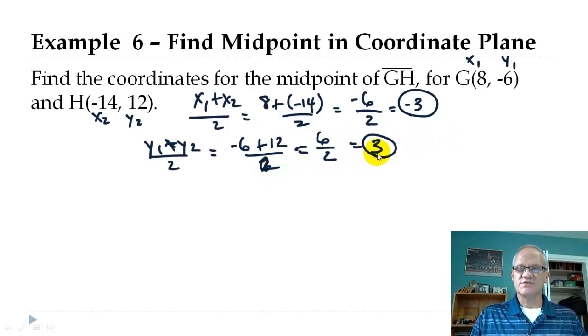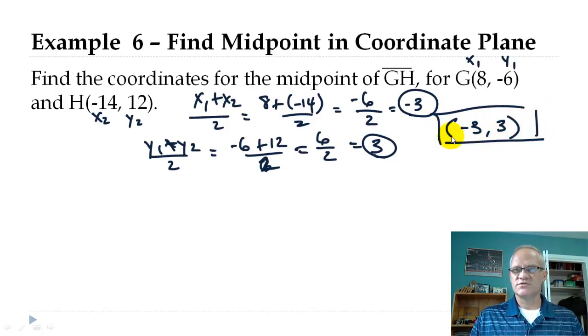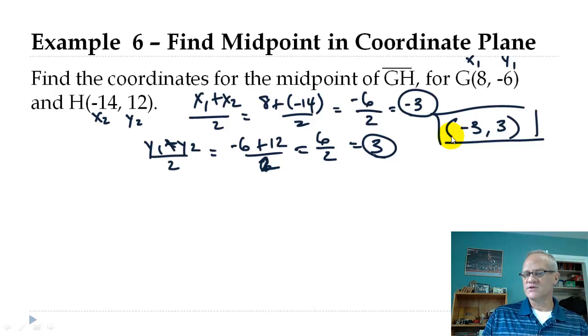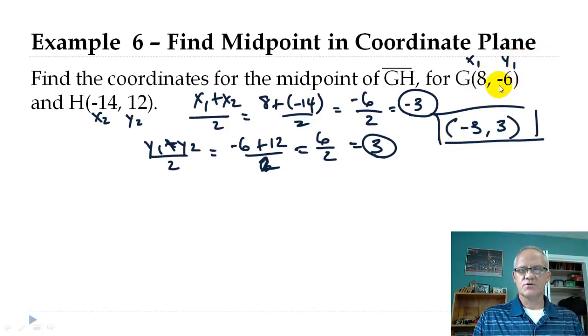So in the end, when we give our midpoint, remember we write it as an ordered pair. We write the x first, -3 goes first, and +3, the y, goes second. So that would be the coordinates of our midpoint. And if you plotted this on a coordinate plane and drew a line from -6 to -14, 12, you would see that the middle point should be right at 3, -3.